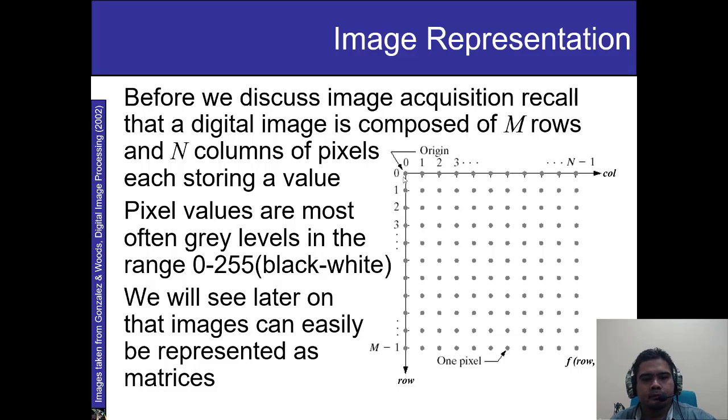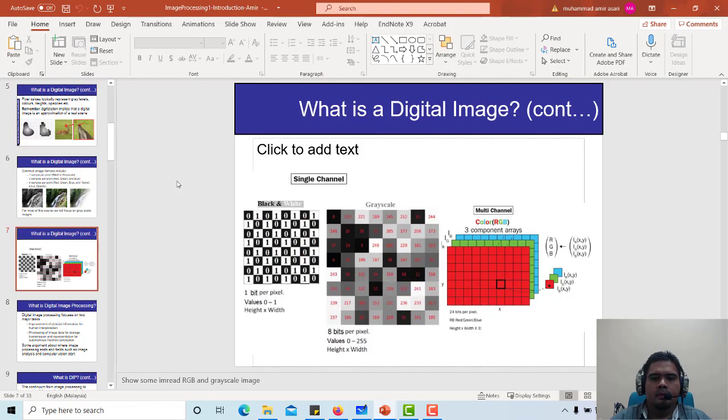Okay, if you remember in the previous slide, we talked about single channel image and multi-channel image. A single channel image consists of two types: one is black and white, another one is grayscale. As you can see, we call it a single channel image because it consists of only one matrix layer, while the multi-channel image consists of three or more than one matrix layer. So that's why they call it a multi-channel image.